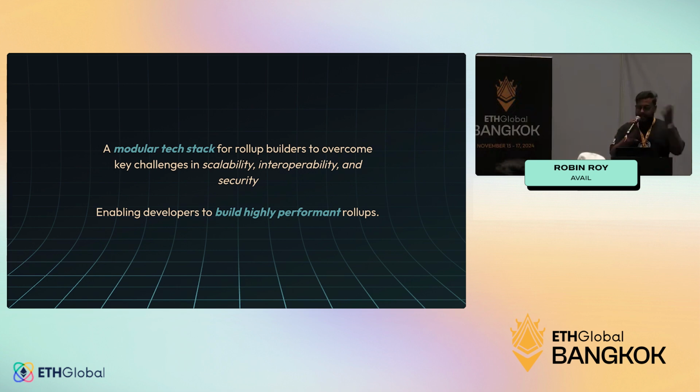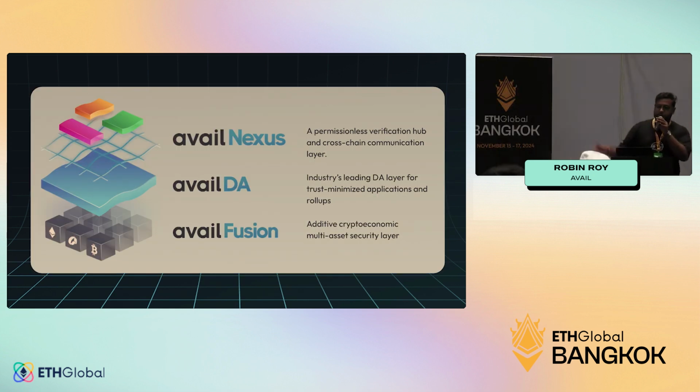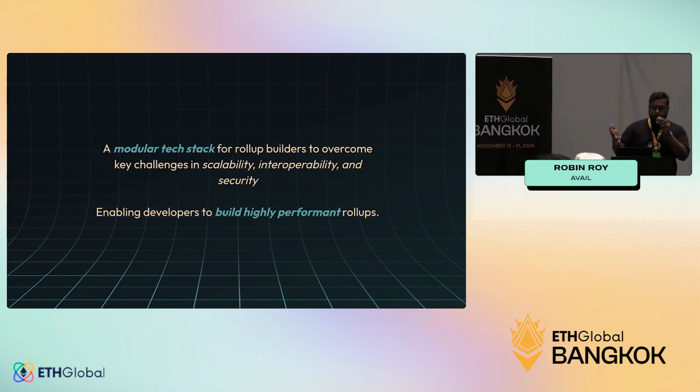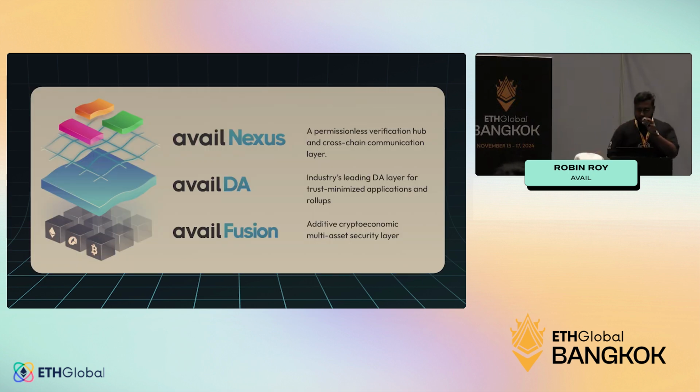What that means is DA is what we have as our main primary layer. On top of that, we are building something called Nexus, which is going to be this interoperability hub. And then we have Fusion, which is going to enable multi-asset staking. Right now, as hackers, the main thing that you want to focus upon is the DA layer, which is short for data availability, right? So what we want to enable you to build is highly performant rollups. So we are a rollup infra tech stack.